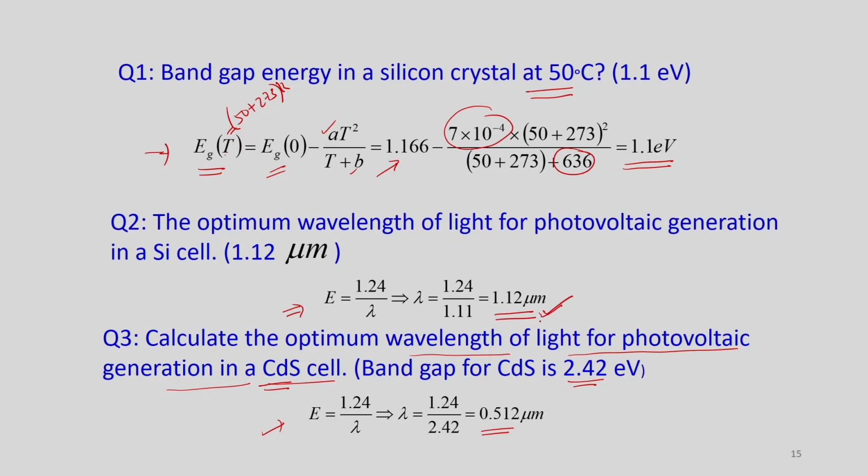See the variations. For silicon solar cells, we will have a lambda equal to 1.12, which is the optimum wavelength for photovoltaic generation. But here it is 0.512 for photovoltaic generation. That is how we can see it. This kind of analysis is sometimes required to decide under what condition your system will work perfectly.